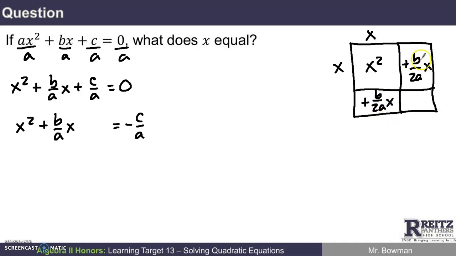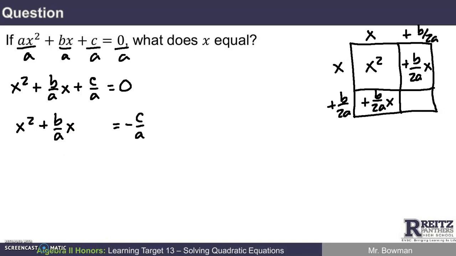If I add b over 2a times x and another b over 2a times x, I would get 2b over 2a, which is b over a. That works. And that tells me, since something times x equals this, that the number that goes here is b over 2a. And it belongs here as well. We made a square. The sides should have the same length.